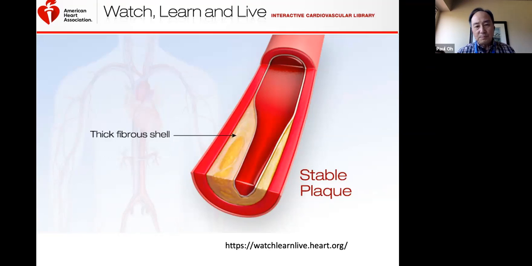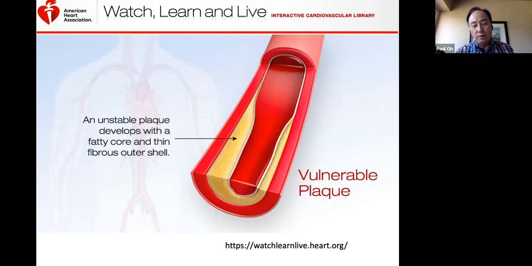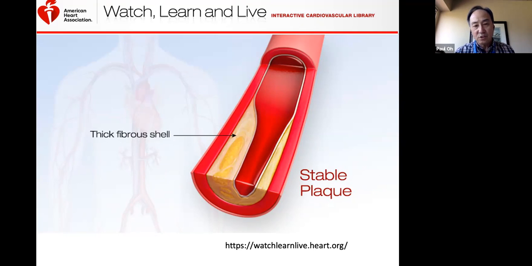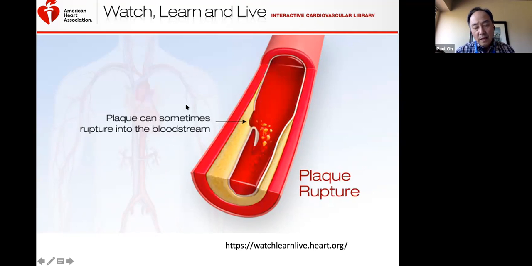When these plaques build up, they may be unstable, or some of them may actually, if they grow slowly enough and are mostly fibrous in nature, be quite stable. The problem with stable plaques is that they block the blood flow, but it's the vulnerable or unstable ones that may be more prone to rupturing and leading to heart attacks over time. And that's what's shown here in terms of a rupture of a plaque. And these things may happen spontaneously on their own.